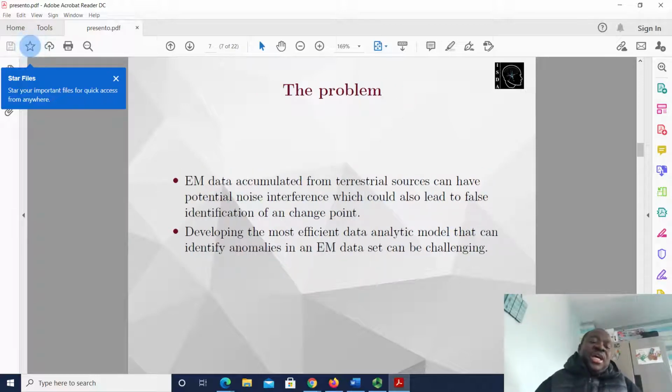The problem: electromagnetic datasets accumulated from terrestrial stores can have potential noise interferences, and this could lead to false identification of change points. Analyzing electromagnetic or terrestrial datasets involves a lot of noise interference that could really affect anomaly detection. Another problem is, how do we develop an efficient analytic model that can identify these abnormalities in electromagnetic datasets? This scope can be very challenging.